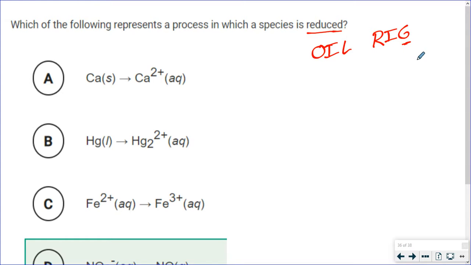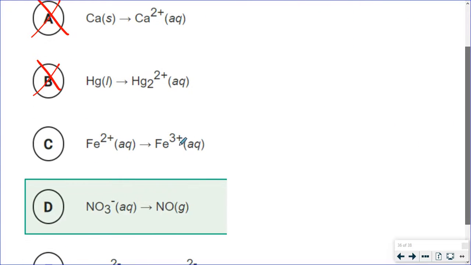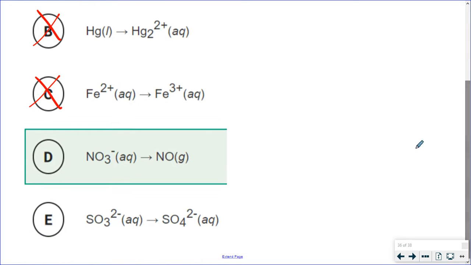Well, if you gain electrons, you get more negative. So A, we didn't gain electrons, we lost electrons. This was oxidized. Again, we didn't gain, we lost electrons. That was oxidized. How about this one? We get more positive, so we lost electrons. That's oxidized. This one is difficult because we have a negative and it goes to a positive. So let's just look at these last two. How do we do these ones?